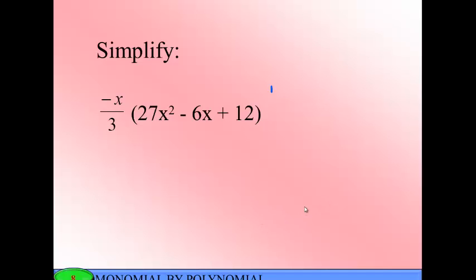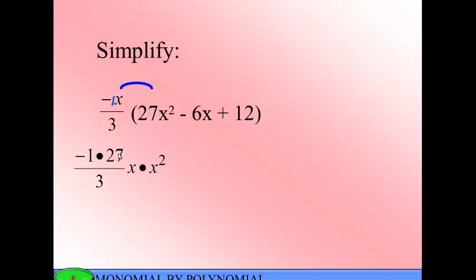Now what if I have negative x divided by 3 times 27x squared minus 6x plus 12. So we have to remember that the exponent of x here is negative 1. So our goal here is to distribute our negative 1x over 3 to each of these terms. Negative 1x divided by 3 times 27x squared will give us negative 1 times 27 over 3 x times x squared. We just multiplied our coefficients first. Negative 1 times 27 divided by 3. So I have the x here multiplied to your x squared.